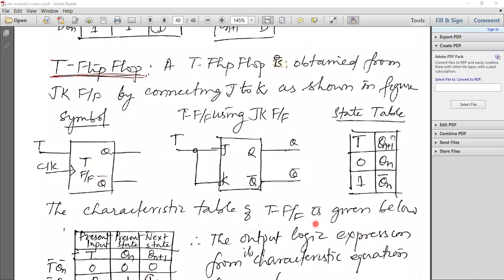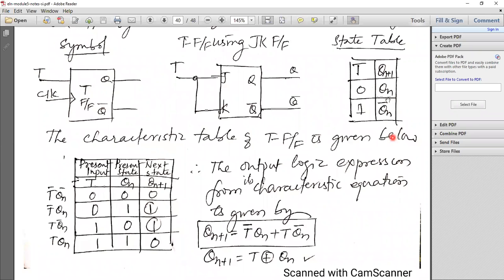What is the state table of this T flip-flop? Qn plus 1 equal to Qn. So your next state equals your present state. So let us see what that is. T takes two values, 0 and 1. Qn either takes 0 or 1. So here you can see these two columns are equal, that is, Qn and Qn bar are equal. Can you see that? 0, 0, 1, 1.